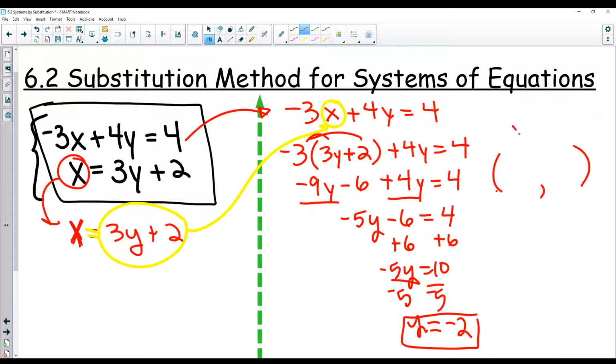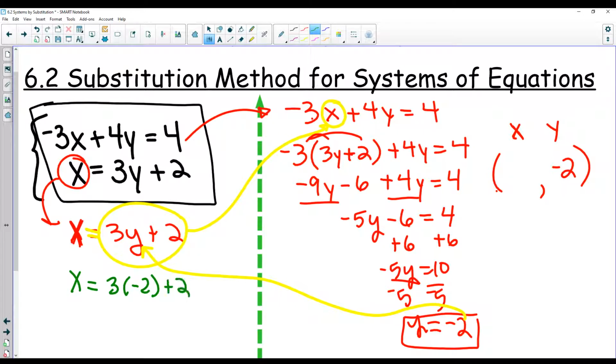Okay, now remember our solution is an ordered pair. So we know the y value so far. We found out that it is -2, but we don't know the x value. So that's our next clue. If it says y equals -2, then that means that y can be a -2. So you come back here and you put -2 in here for y. And you solve this. So this would be -6 plus 2, which is -4. And that is your x value.